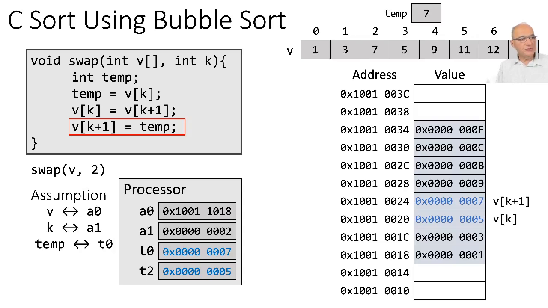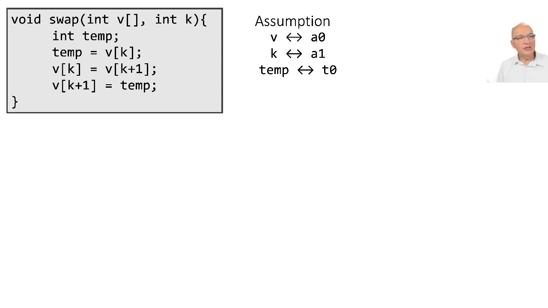So we have the assumption that V is A0, K is A1, and temp is T0. With that assumption, we're going to start the process of creating the assembly code for RISC-V. In this lecture, I'll take the opportunity to show you how to make it easier to create the assembly code by writing what I call pseudocode first. So I'm going to start with the C statement and step by step change that program to get closer and closer to what I need for RISC-V assembly.